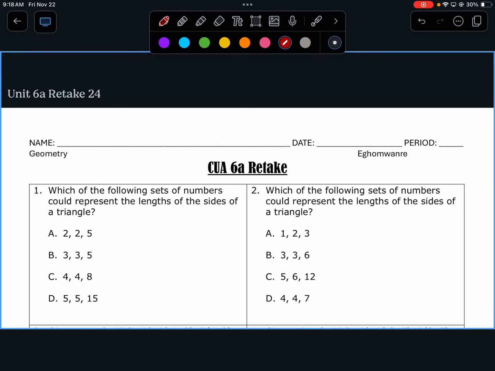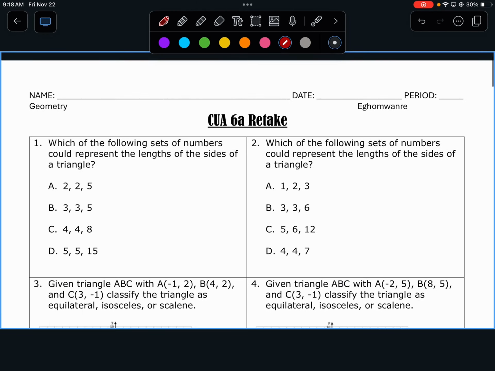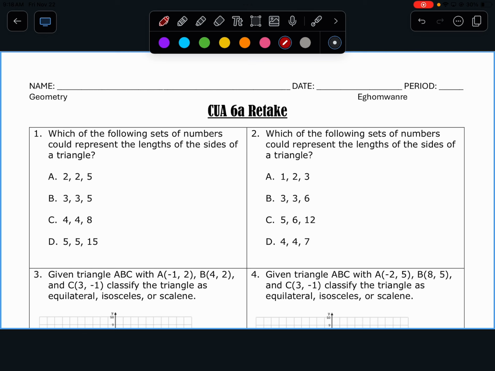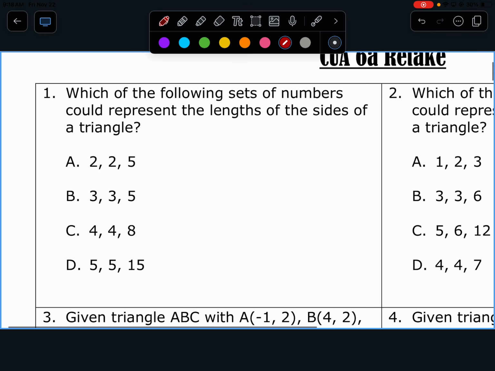All right, CUA 6A retake. I'm going to apologize in advance because you're going to hear all the clickings of my stylus. I'll do number 1, you do number 2.